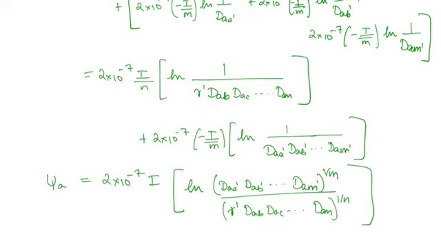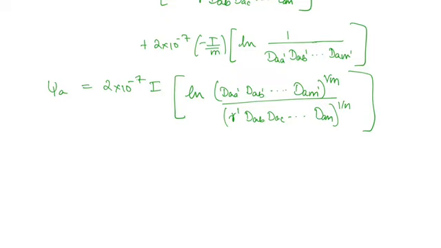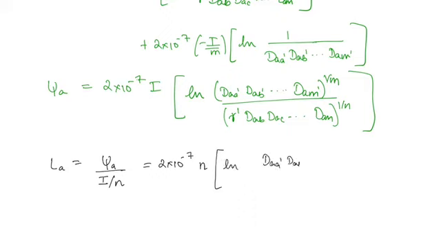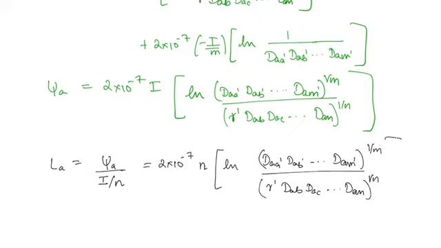Now if this is the flux linkage phi A, that is of strand A, filament A, then what will be the inductance of the filament A? This is going to be the flux linkage divided by the current through it. What is the current through it? I by n. So here you are going to get 2 into 10 to the power minus 7, I is going to get cancelled, you are going to get n, and rest of the expression is same, dAA dash dAB dash so on till dAm dash divided by r dash dAB dAC so on till dAn. So this is to the power 1 by m and this is to the power 1 by n.